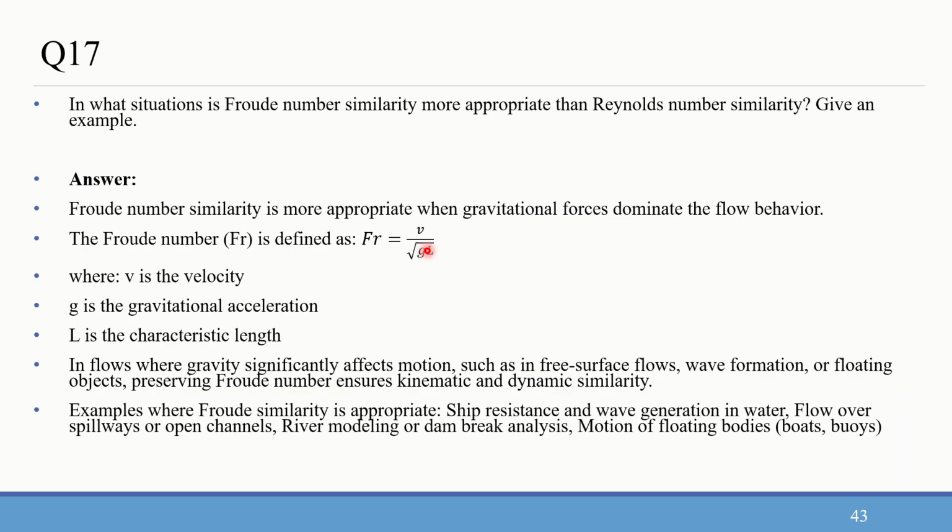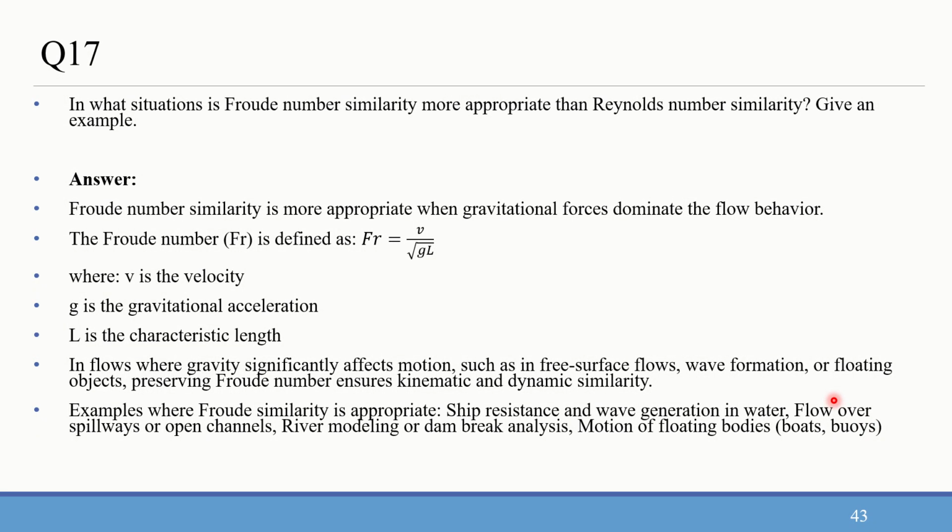And if we are asked to give an example, examples where Froude number similarity is more appropriate are ship resistance and wave generation in water, flow over spillways or open channels, river modeling or dam break analysis, and motion of floating bodies, like boats and buoys. These are the cases in which we use Froude number similarity, because it is more appropriate in these cases than using Reynolds number similarity.